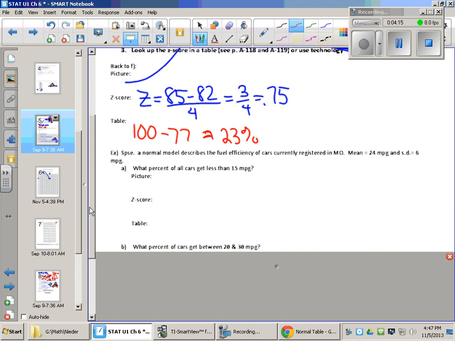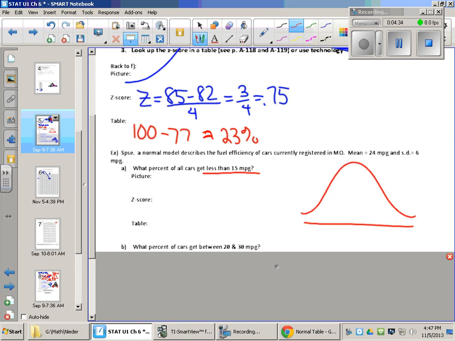Suppose a normal model describes the fuel efficiency of cars currently registered in Missouri. The mean is 24 miles per gallon, and the standard deviation is 6 miles per gallon. What percent of all cars get less than 15 miles per gallon? Well, let's start with our picture. I'm going to go ahead and draw it over here so we have more room.